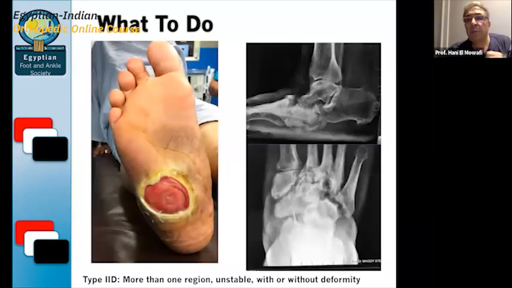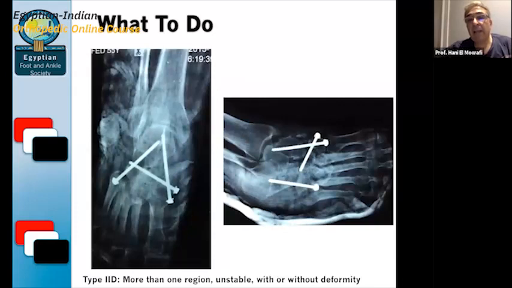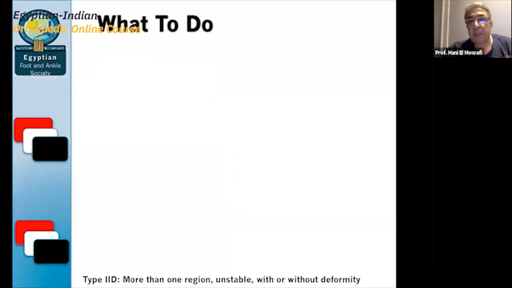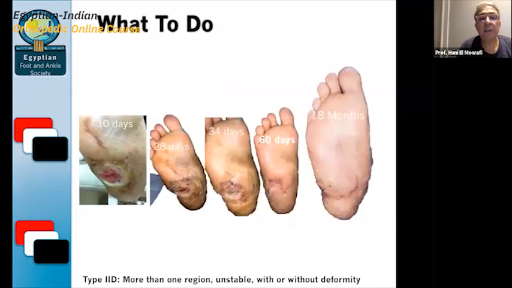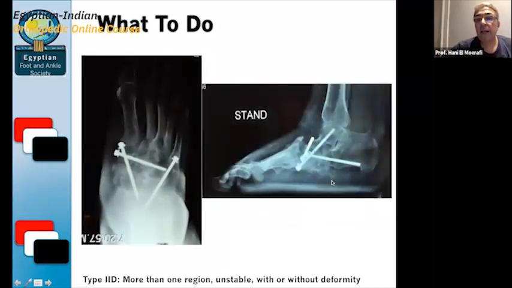This is also an example of an unstable foot with ulcer, so we said type 2D. The patient underwent fixation of the lateral and medial columns to get stability. Just 10 days after the operation, the ulcer began to improve because we changed the mechanics of the foot, and here after 18 months, if we look at the foot, there is no deformity mechanically. It is aligned without any pressure on the skin.